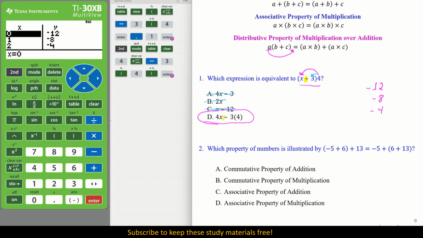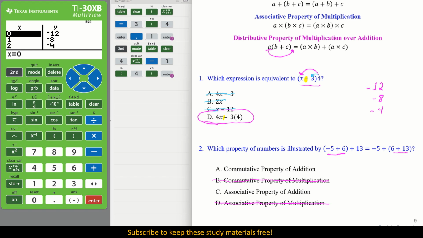So what are they saying? They're saying if I calculate negative 5 plus 6 first and then add the 13, is it going to be equal? And yes, it is going to be equal to the situation of calculating 6 plus 13 and then subtracting off the 5. It's obviously addition. So anything that says multiplication, mark that out. These are commutative and associative properties of multiplication.